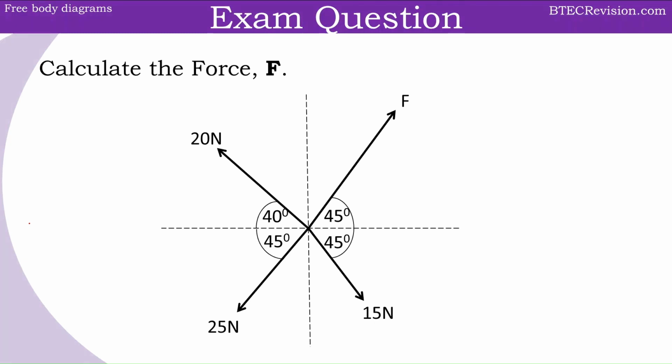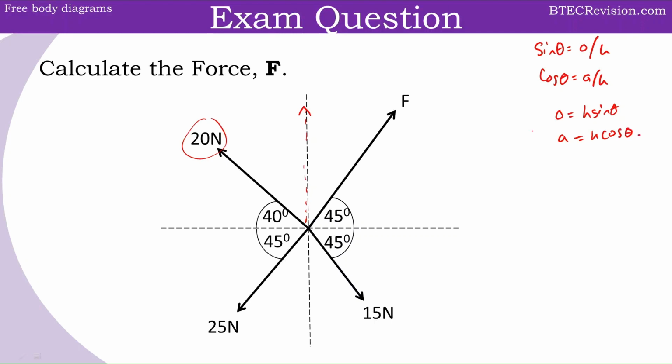In order to solve for the force F, we will need to resolve these forces into their components. So we'll start with this first force, the 20 newtons. Resolving into the vertical component, so this force going up, that's going to be equal to, using trigonometry, sine theta equals opposite over hypotenuse, and cos theta equals adjacent over hypotenuse. Remember to rearrange them for the opposite, which is h sine theta, and adjacent equals h cos theta.